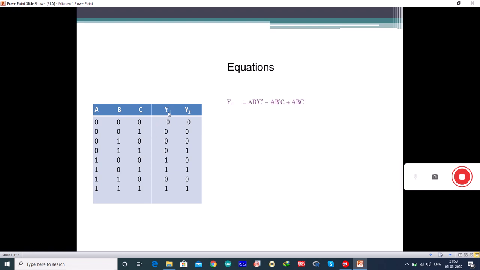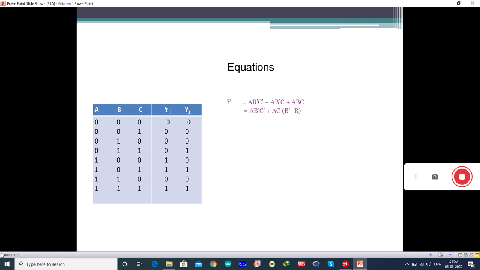See, I am writing it for Y1. We know that we will be considering only those cases for which Y1 is high. We have discussed this in the earlier lectures also. So for this output Y1, you can see here, this is A, B bar, C bar, because B is 0, C is 0, we take it in complemented form. So A, B bar, C bar, plus for this one you have A, B bar, C plus A, B, C.